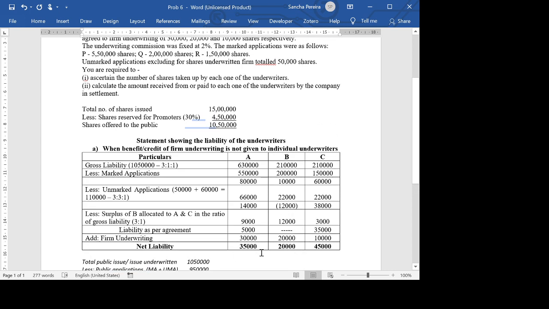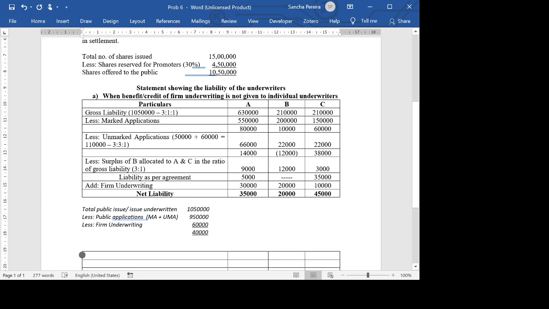Okay, so that's the amount that the company receives from the underwriters on account of the shares that are taken up by the underwriters. That's the amount that the underwriters have to pay. The shares that are taken up by the public will be paid for by the public. But the shares that are taken up by the underwriters, the underwriters have to pay the company.